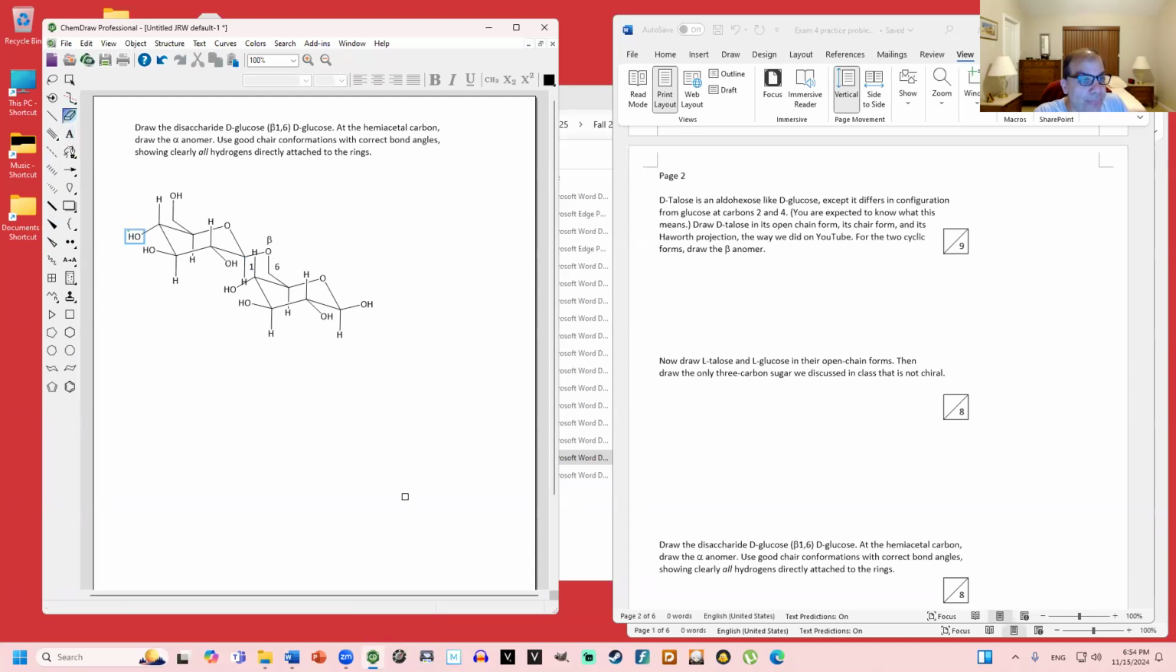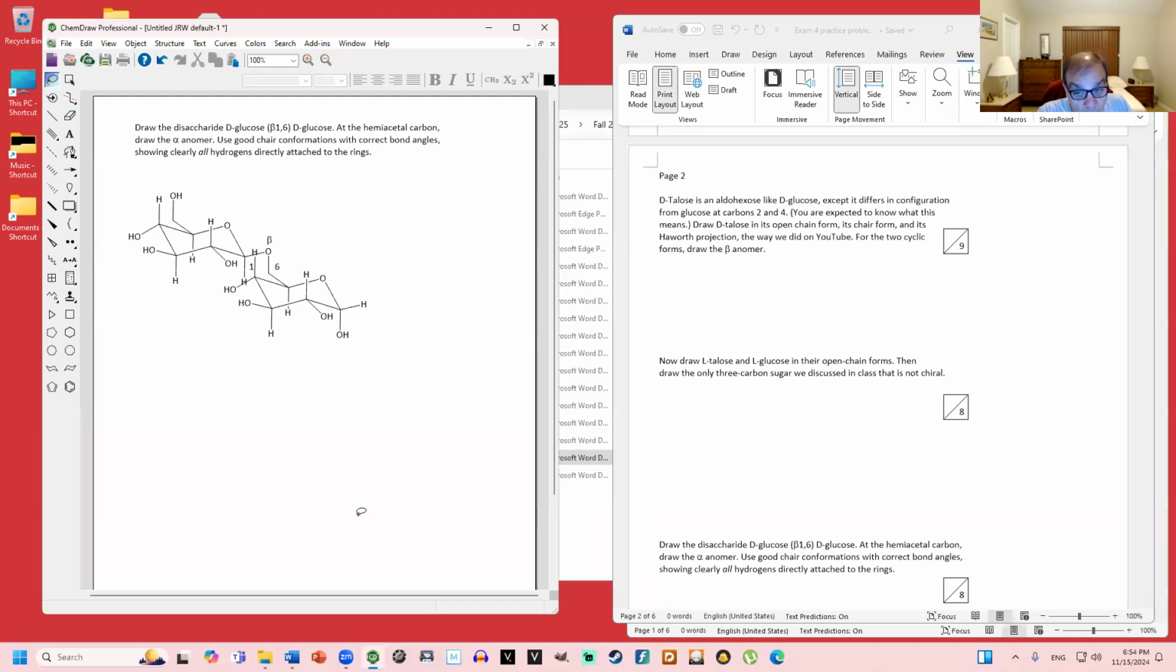It also says at the hemiacetal, draw the alpha anomer. I currently have the beta anomer over there. So to draw the alpha anomer at the hemiacetal carbon, we're going to make that OH point down. And so there's only one hemiacetal carbon.